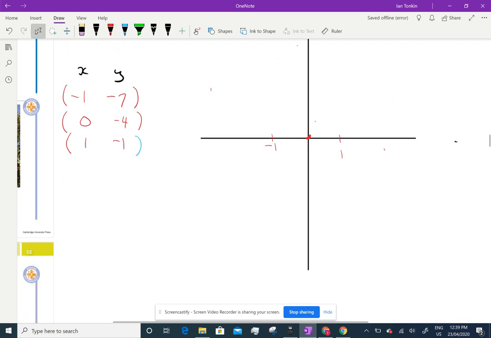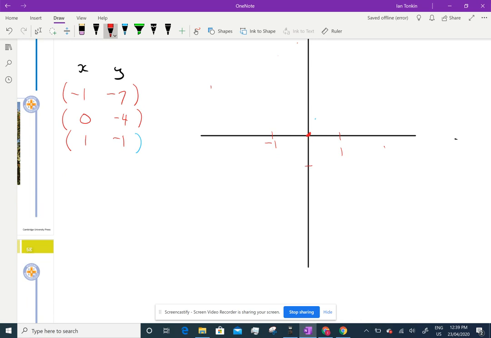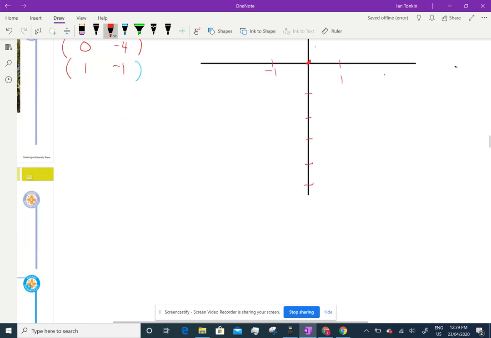The first point is -1 and -7. So I have to go down 7 spots. 1, 2, 3, 4, 5. Haven't got enough. 6, 7. So about here. I'm going to draw a really big dot to make up for the error that I'm going to have. The next one's 0 and -4. So 1, 2, 3, 4. There. The next one's 1 and -1, which is there.